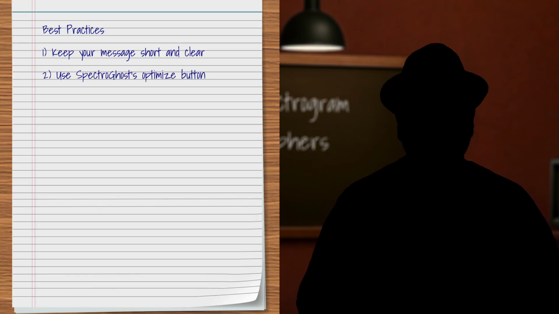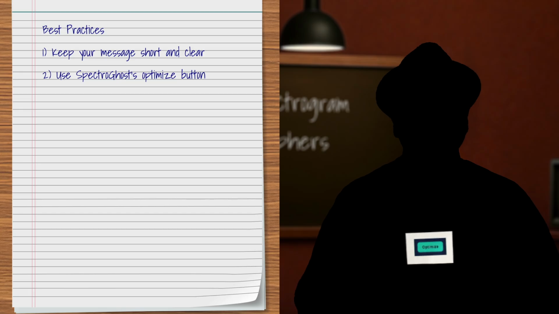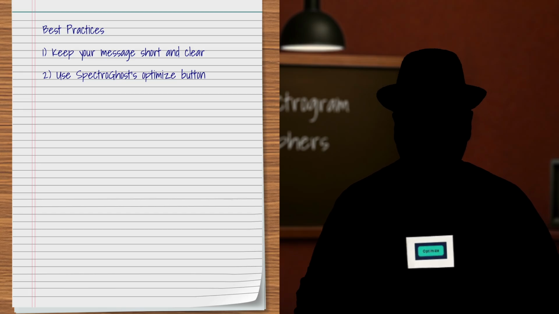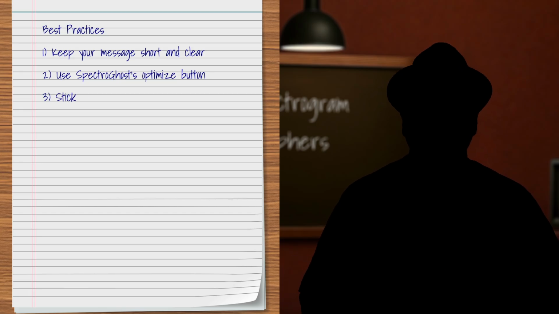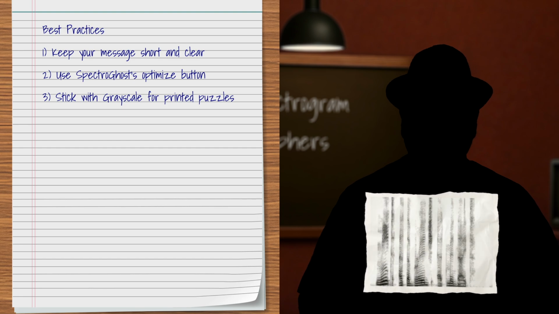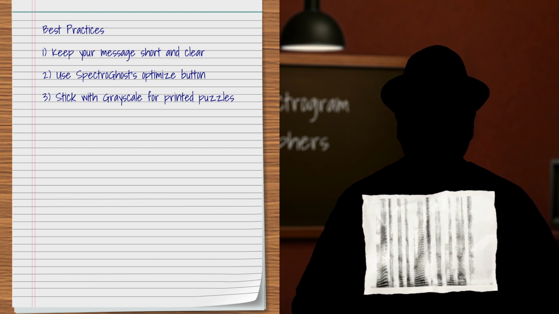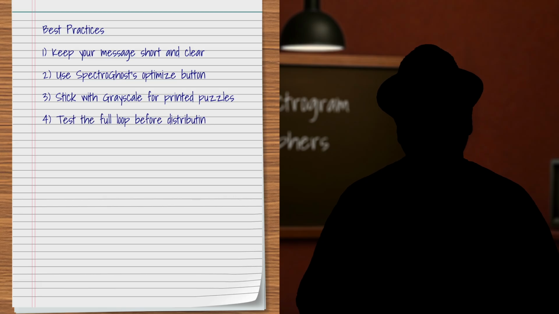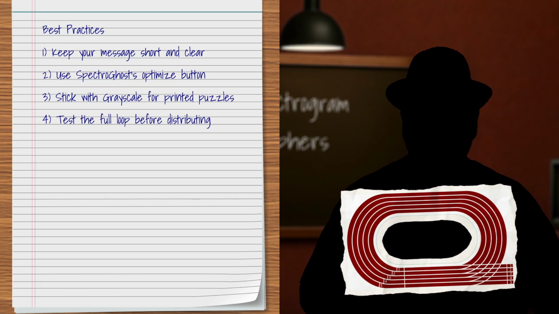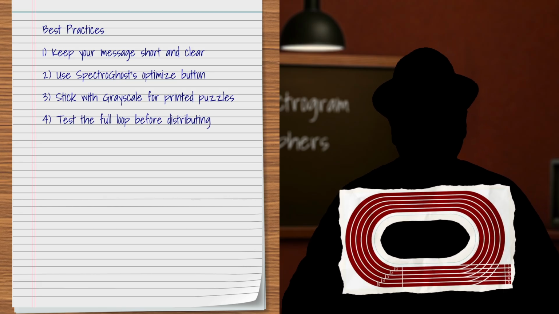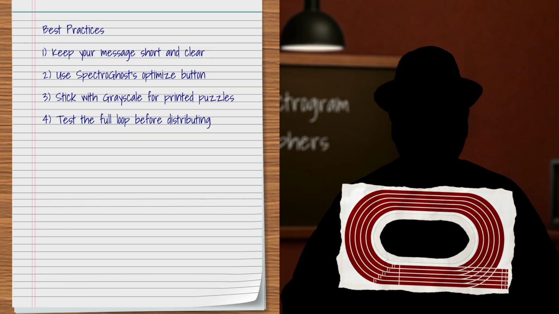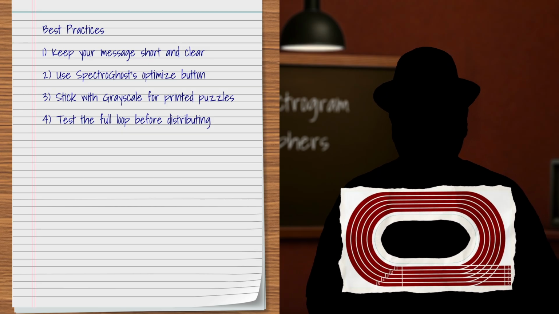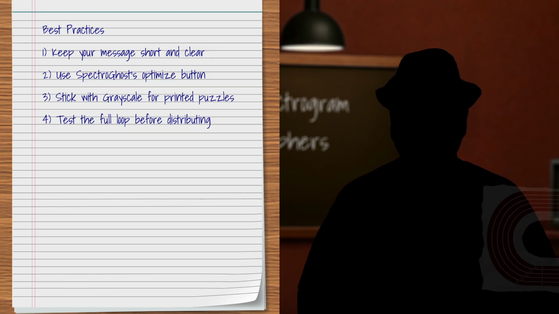Second, use SpectroGhost's Optimize button. It takes the guesswork out of getting a clean spectrogram. Third, stick with grayscale for printing puzzles. It survives printing, scanning, and photography better than color maps. Fourth, test the full loop before distributing. Create the spectrogram, print it, photograph it, and decode it for yourself. If you can't get good audio back, your audience won't either.